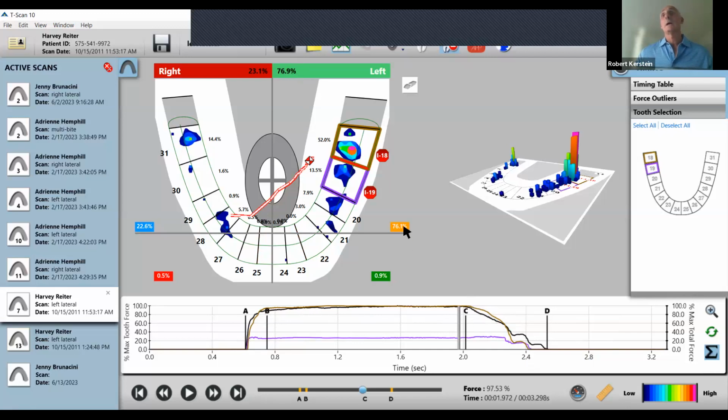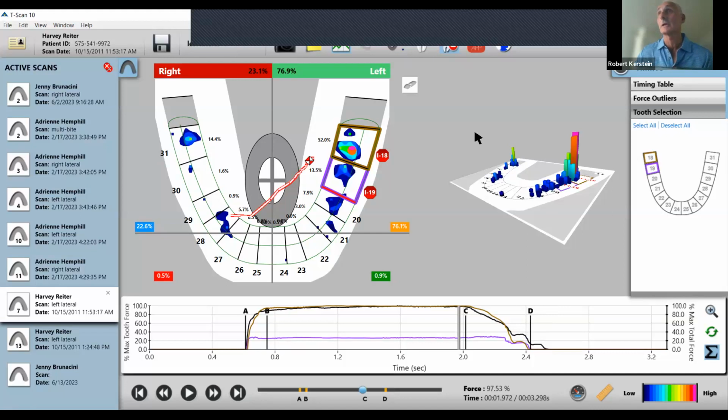Okay, so now I'm not playing the movie. I want to see how long these two teeth are involved in the excursion. So they disclude right there. The brown number 18, the brown line reaches 0 there. The purple line, which is number 19, reaches 0 there. So I'm going to move the D line back to where those are.